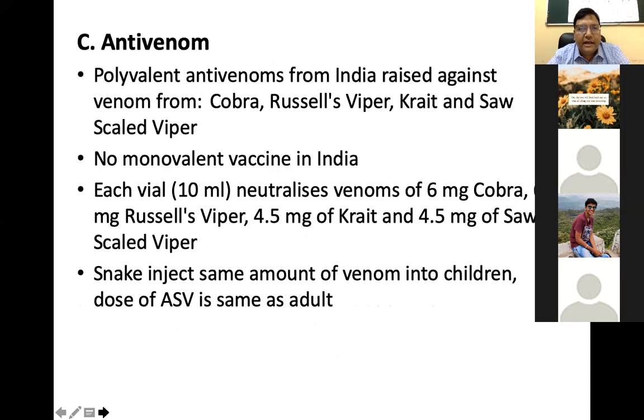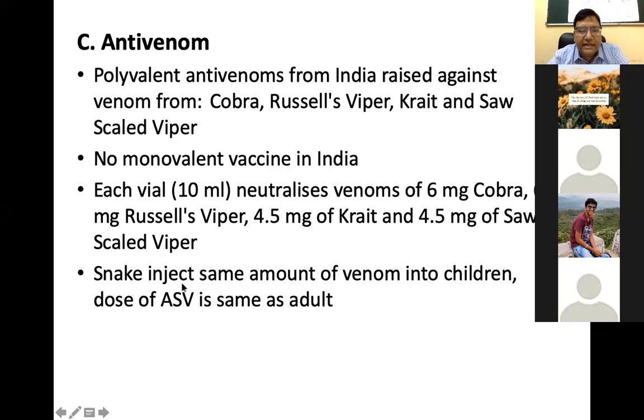Then there are specific antidotes, that is the anti-venom. In our country, India, we have the polyvalent anti-venom, which has been derived against the venom from cobra, Russell's viper, krait, and saw-scaled viper. Monovalent vaccines are not available in India. Each vial of around 10 ml neutralizes a certain amount of the poison.